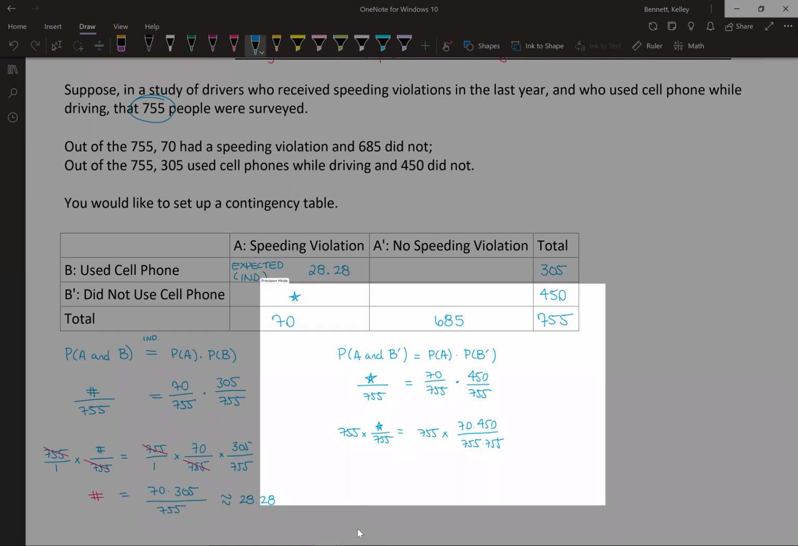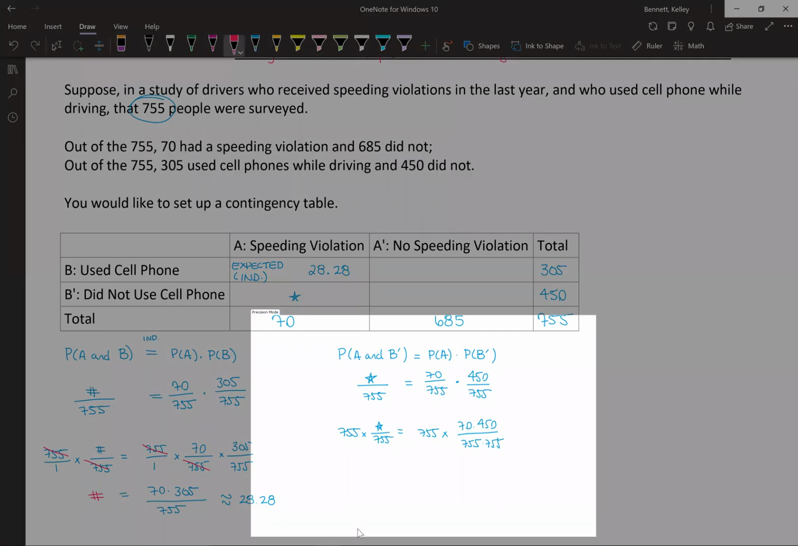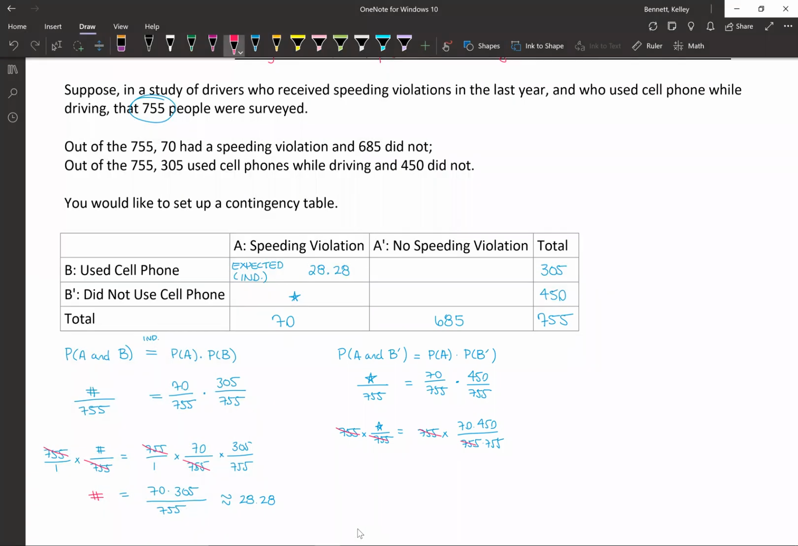And you'll see this nice little pattern that we get here. Boom, boom, boom, boom.